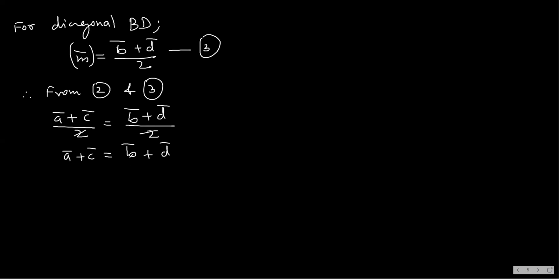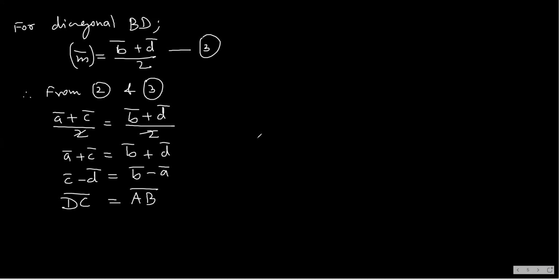What I will do is shift A bar to the right and D bar to the left. So here I will have C bar minus D bar equals B bar minus A bar. So now what is C bar minus D bar? It is DC bar, and B bar minus A bar is AB bar. See, you have got DC bar equals AB bar.